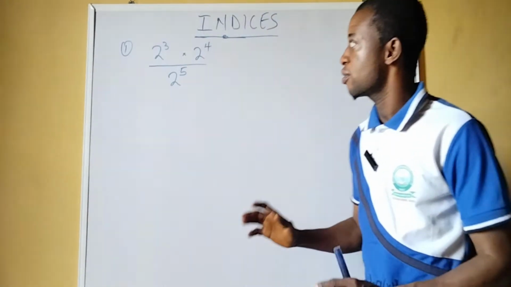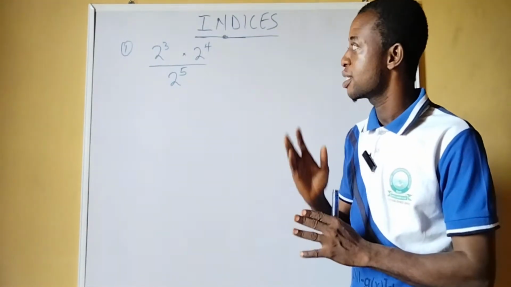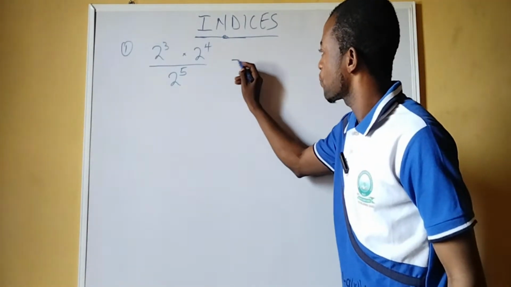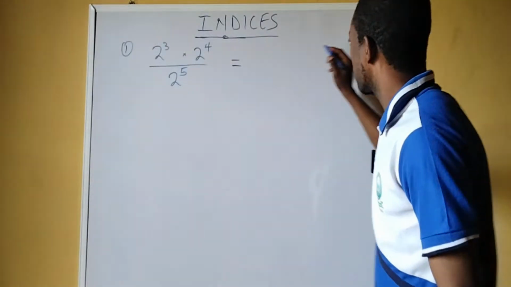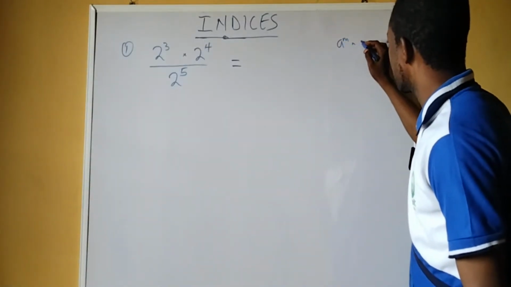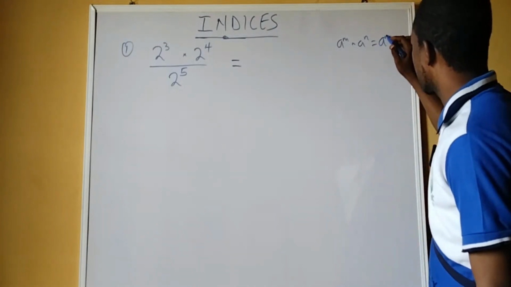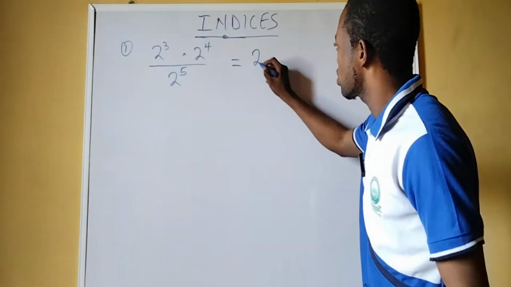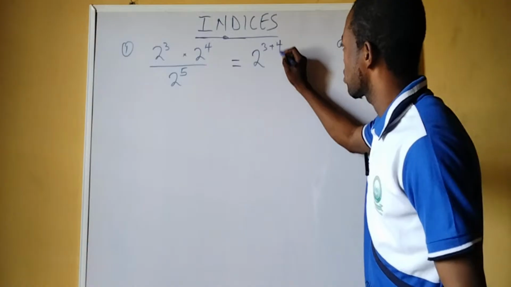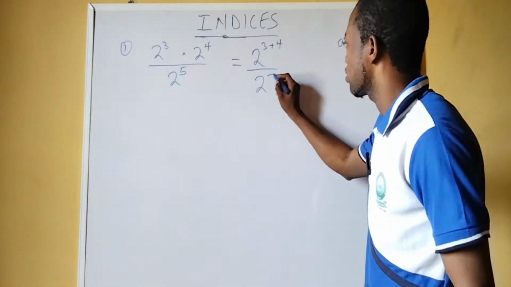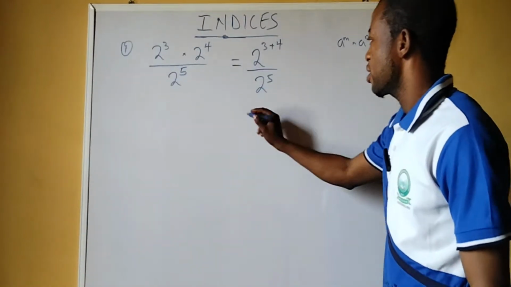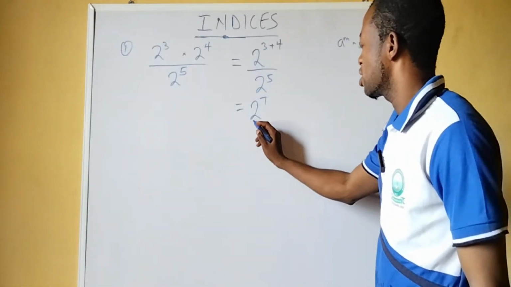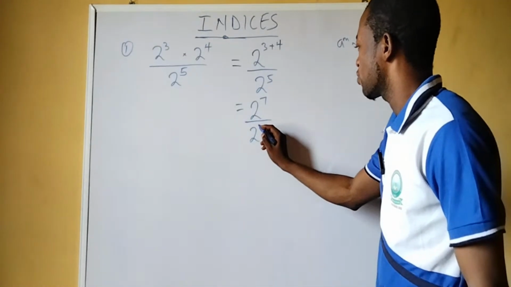Now, in this question here, we discover that we combine the first two laws of indices. When we handle this one here, we apply the first law, which states that a raised to power m times a raised to power n is the same thing as a raised to power m plus n. That is, here we can write it as 2 raised to power 3 plus 4, then over 2 raised to power 5. And here, this becomes 2 raised to power 7, 3 plus 4 is 7, then over 2 raised to power 5.